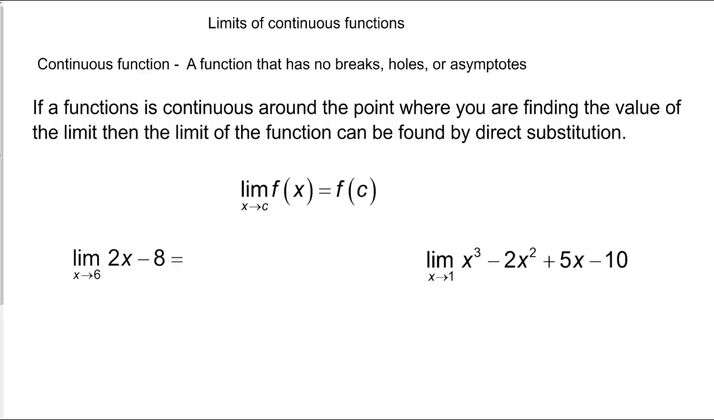Now, we're going to talk about limits of continuous functions. First of all, let's define a continuous function. We're going to use more of a non-mathematical definition of a continuous function. We'll get our mathematical definition later. A function that is continuous is a function that has no breaks, no holes, or asymptotes. So you can draw the function without ever lifting your pencil.